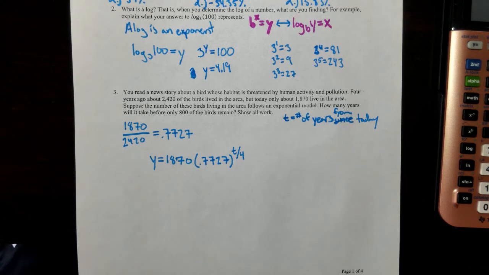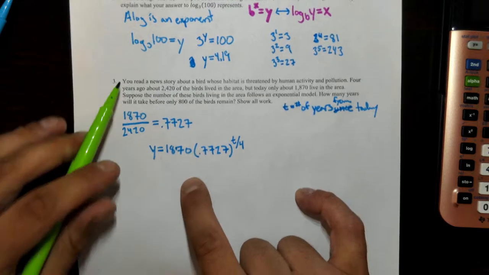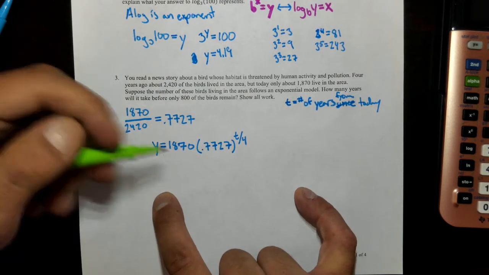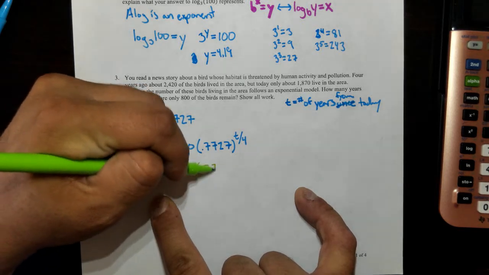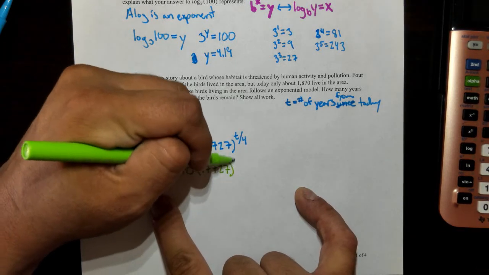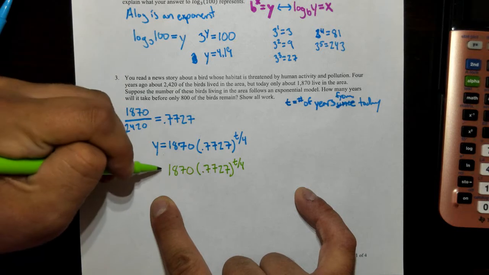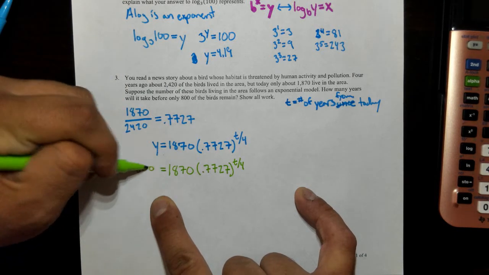Well, now we want to know how many years will it take for only 800 of the birds to remain. In this case, we're going to set our function equal to 800. We want to know when will our function of 1870 times 0.7727 to the t over 4th power equal 800?